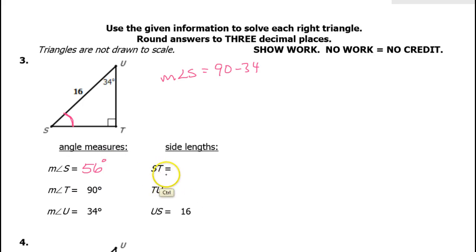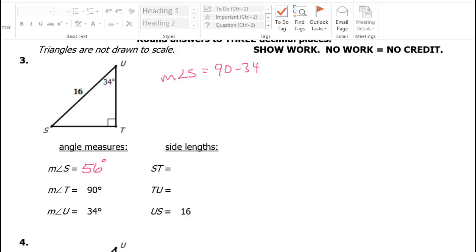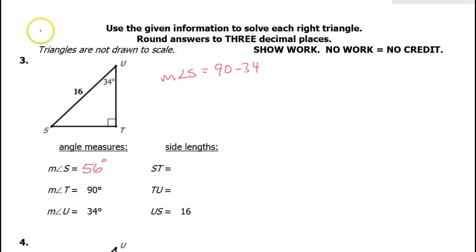Okay. Now, we're supposed to find side ST. So let me erase this little mark. I think I'll even change colors. All right, let's go to this. So we're supposed to find side ST, so I'm just going to put a little X right here. I'm given the 34 and I'm given the 16 and I'm trying to find X. From the perspective of the 34, are either one of these the hypotenuse? Yeah, this is the hypotenuse no matter what.